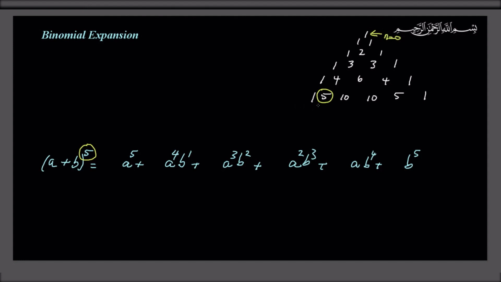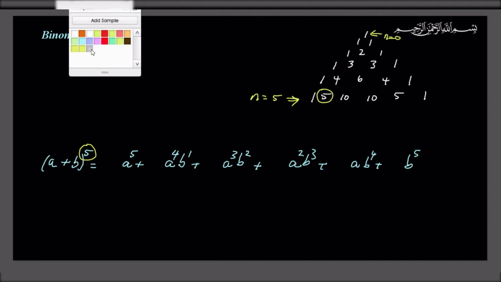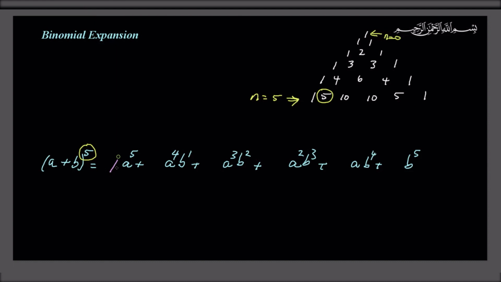So you go to this row over here. So that row is n is equal to 5. That's the fifth row of the Pascal's triangle. And then you just steal the coefficients from there. So I write 1, 5, 10, 10, 5, 1, and I'm done.